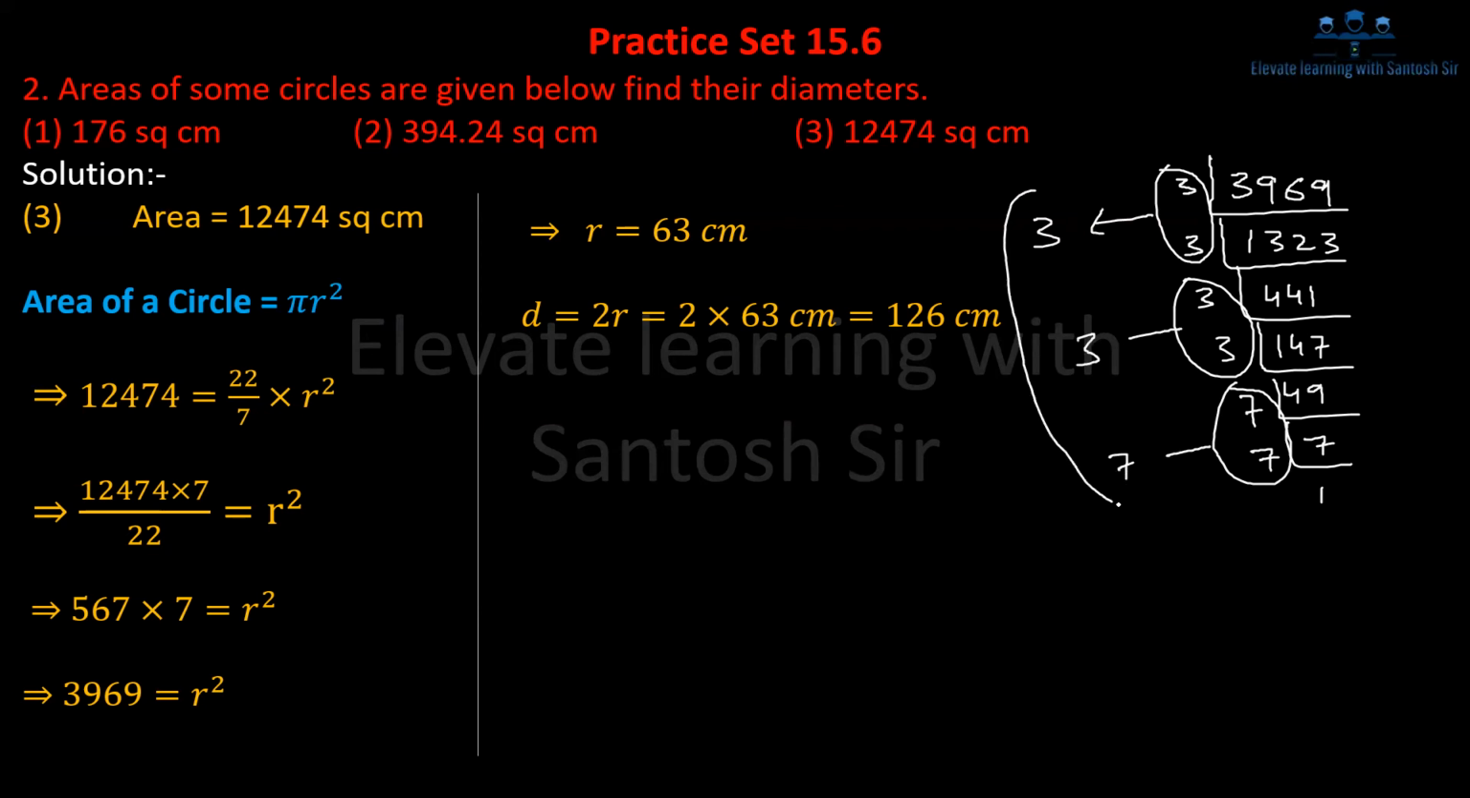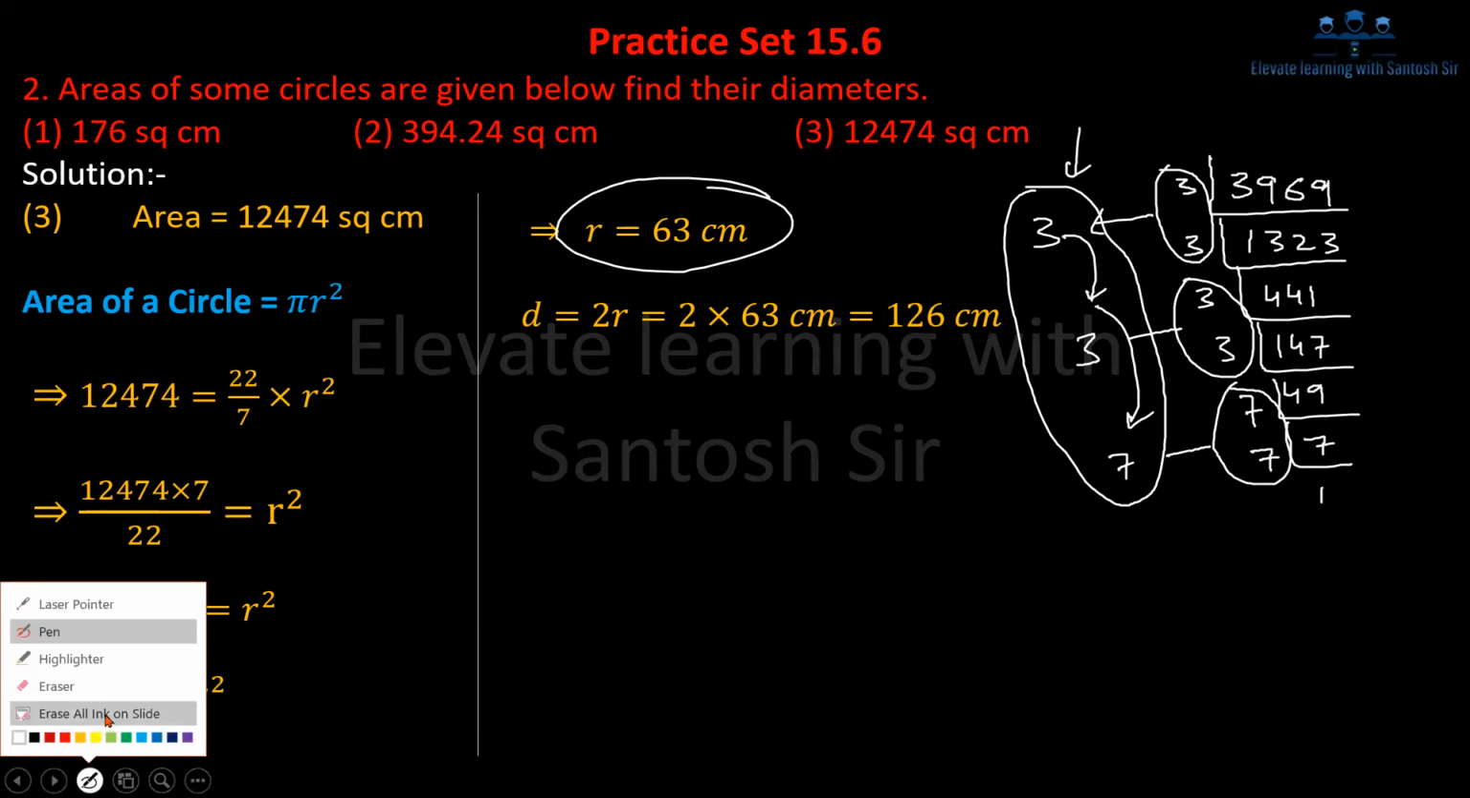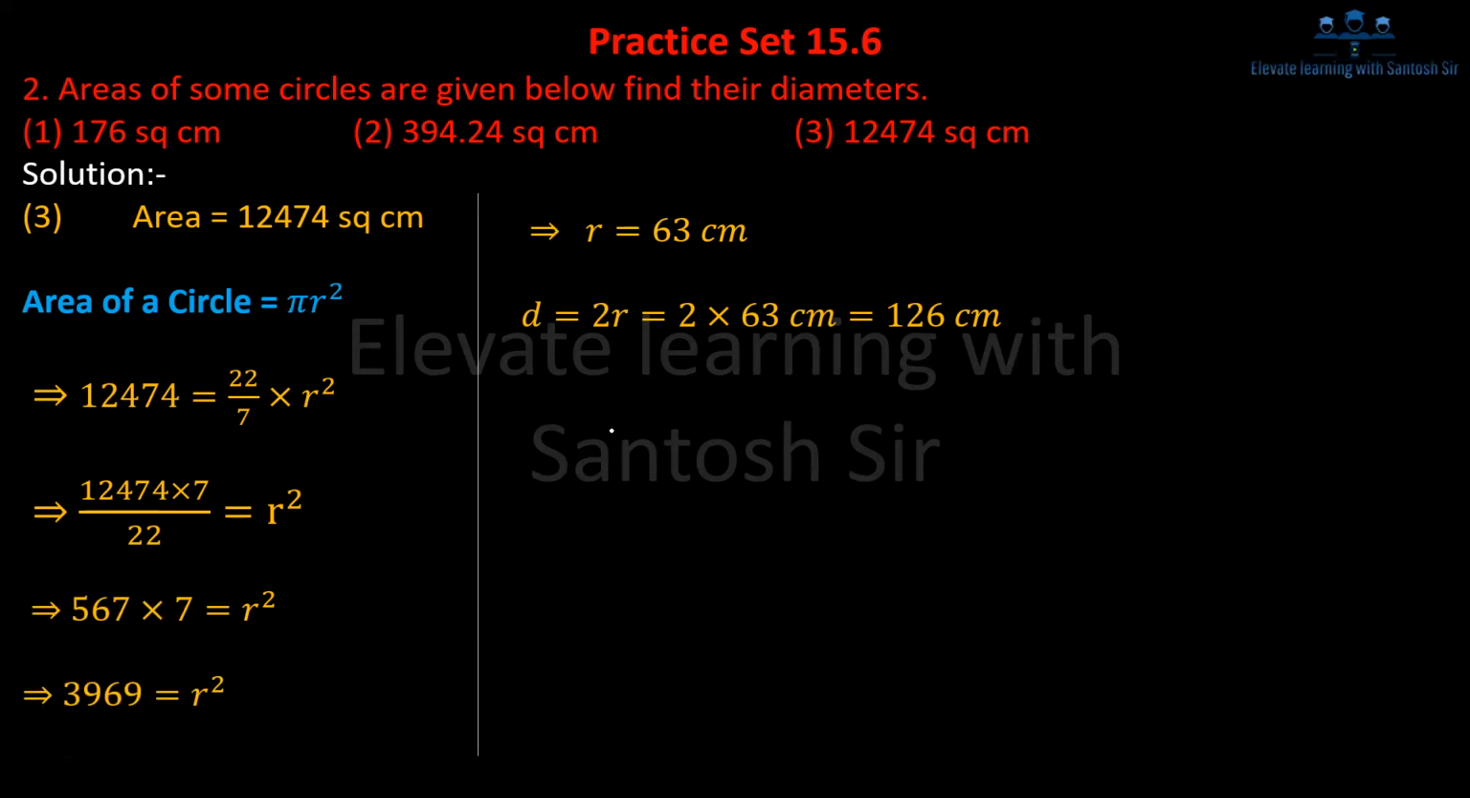Now multiply these three numbers, you will get the square root. So 3 3s are 9 and 9 7s are 63. I hope you have understood the method of finding square root. Now, diameter is 126 centimeters, so we can write our final answer over here. Let's proceed.